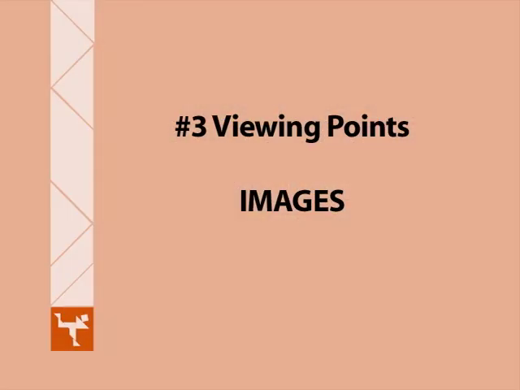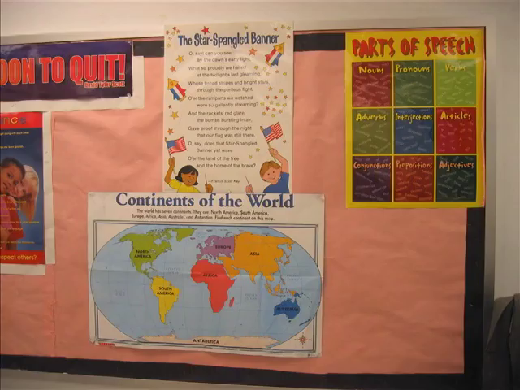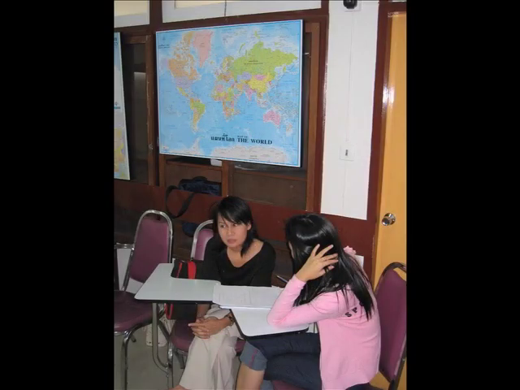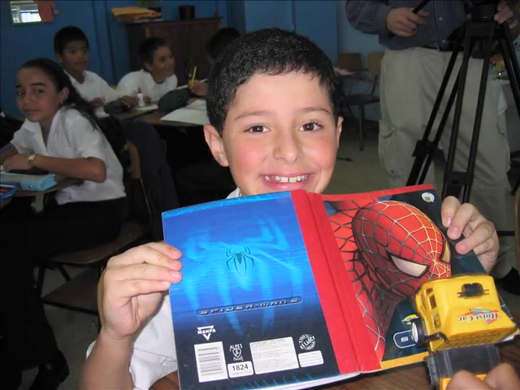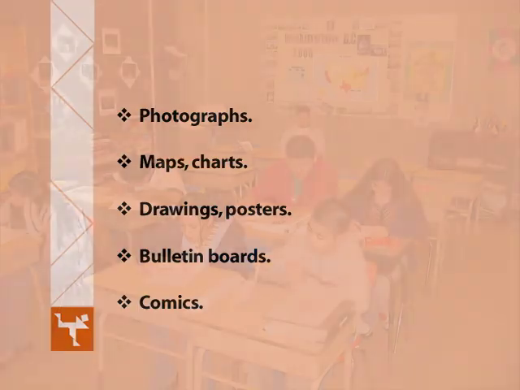Number 3, viewing points for authentic materials: images. Video segment number 3. These pictures show the use of images as authentic materials. There are many different kinds of images, for example, photographs, maps, charts, drawings, posters, bulletin boards, and comics.